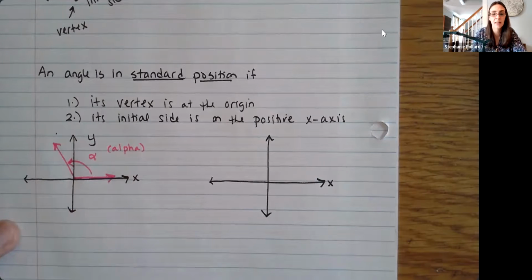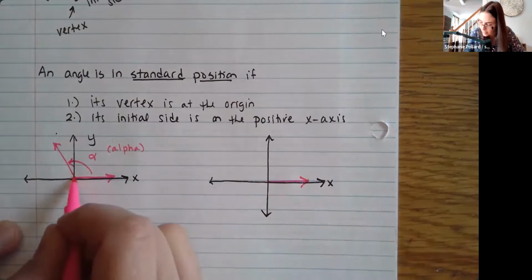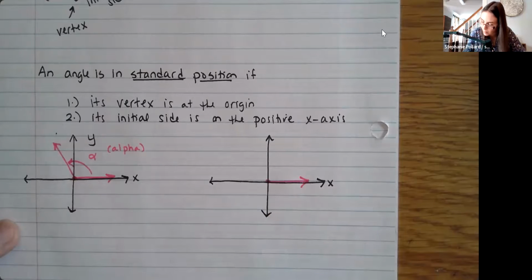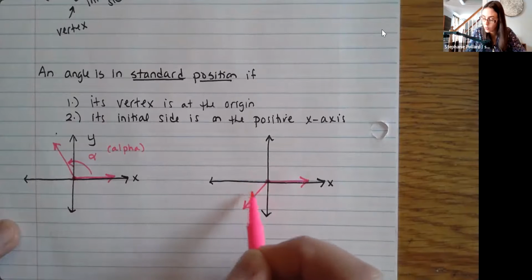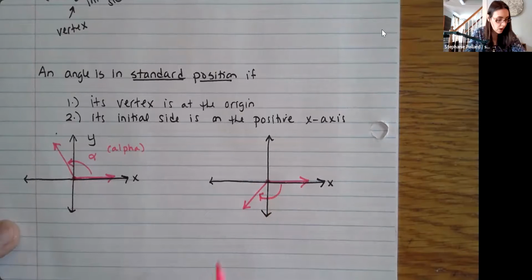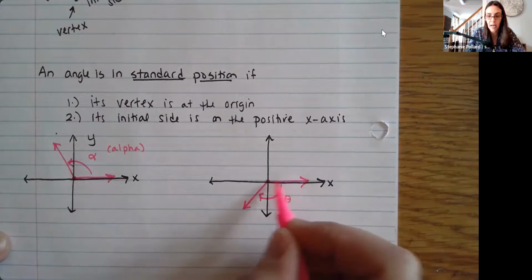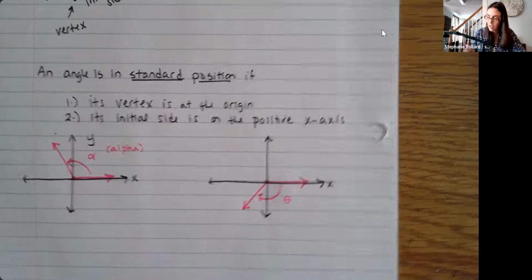Another example of an angle that's in standard position is something like this. So again, you're going to see that the vertex is at the origin. The initial side is on the positive x-axis. I'm going to go this way. Now, again, you could go all the way around to the left, or you could go backwards and go in this direction. And I'm going to call this, we'll use theta again. So again, here's your initial side. This is where you're starting, and we're going down this way.